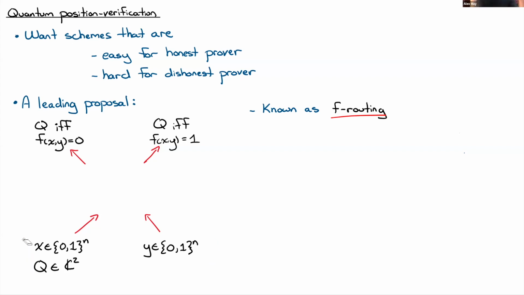Then what is the prover supposed to respond with? What are the correct outputs? Well, they should bring the quantum system Q to the left if some Boolean function of the inputs is 0. And they should bring Q to the right if that function is 1. So an honest prover would, in particular, bring x and y and Q into the middle, compute f, and then sort of route or redirect Q left or right, depending on the output of their computation.